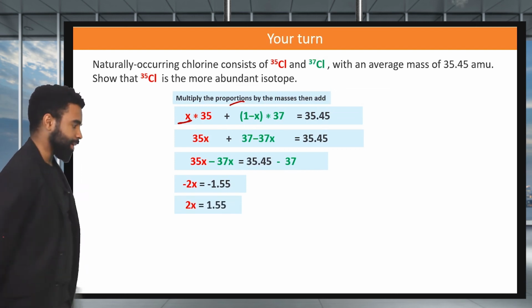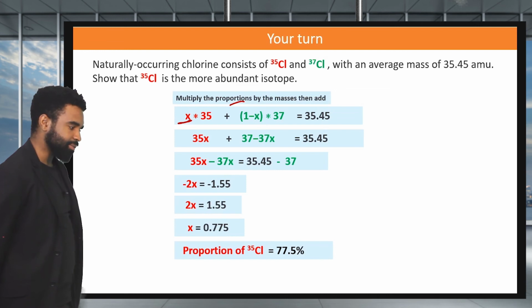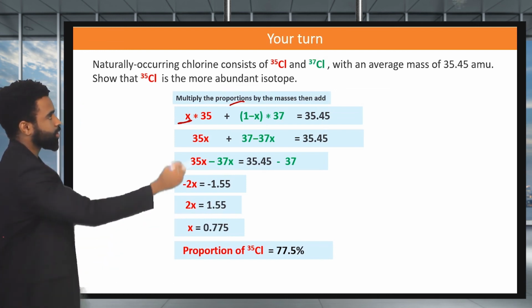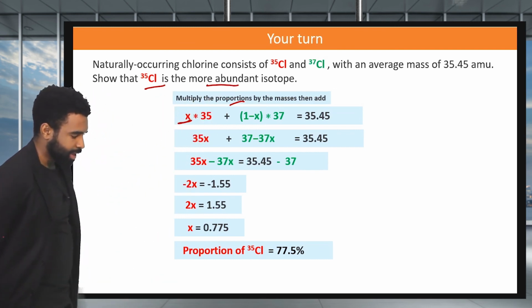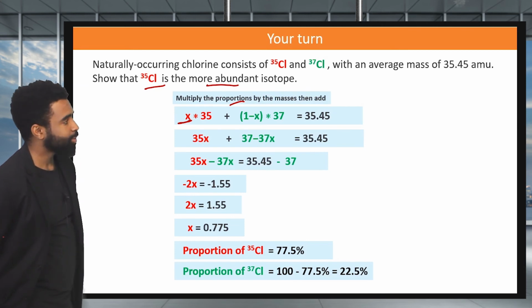We divide by minus 1. We divide by 2. And we have a final answer of chlorine 35 being 77.5%. So we have shown that it is indeed the more abundant isotope. And chlorine 37 is 100 minus 77.5%, which is 22.5%.